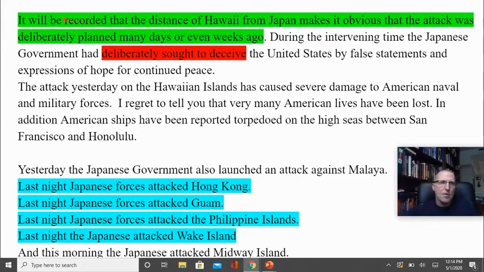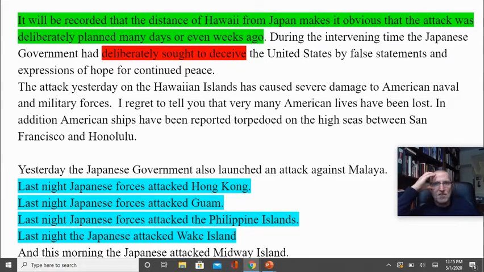So I'm going to stop here for a moment. It will be recorded that the distance of Hawaii from Japan makes it obvious. All right, well, if this were a map, you would have Japan right over here. You would have Hawaii right here in the Pacific. Of course, when he's talking about the proximity, now he's using some geography in here. He's noting that this is not something that the Japanese government just woke up one day and said, hey, we're going to bomb Pearl Harbor.